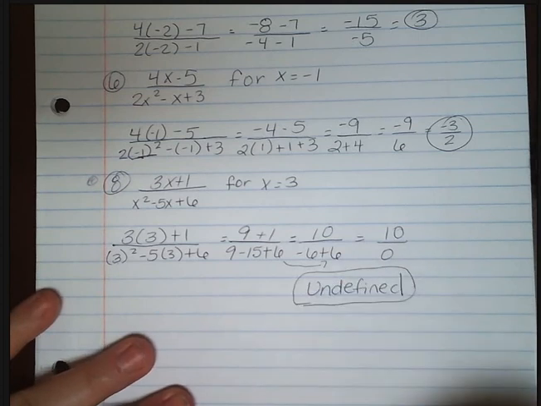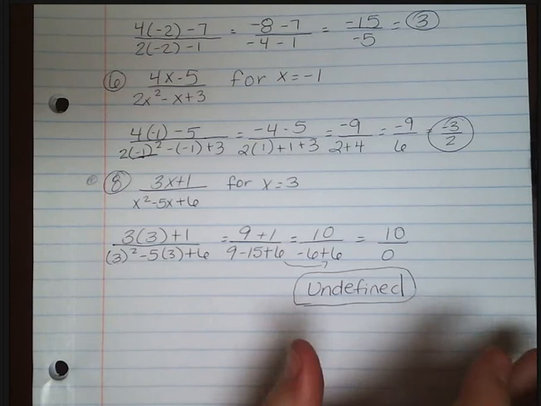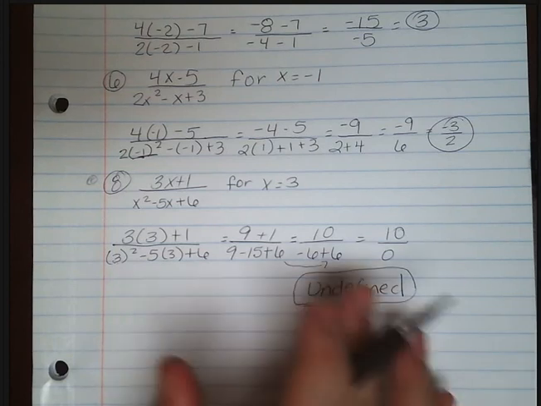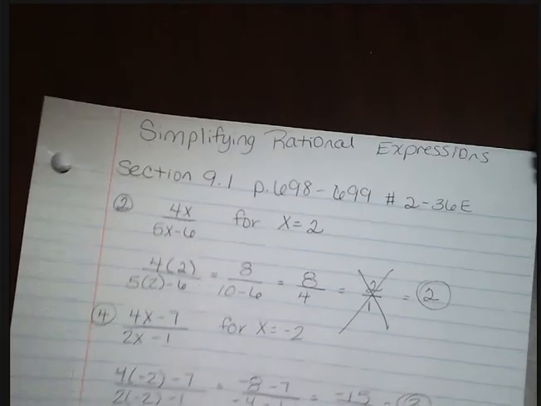You can never have 0 in your denominator. You can never divide a number by 0. So when we have that, we call it undefined. And that problem is actually going to lead us into the next section. They're asking us for what value of the variable is each rational expression undefined.